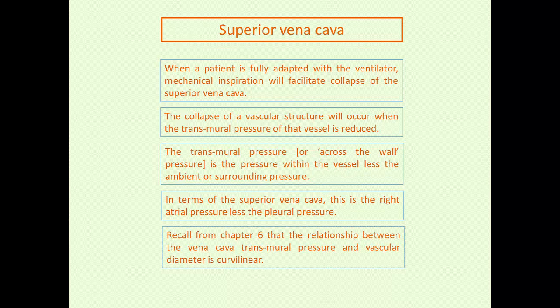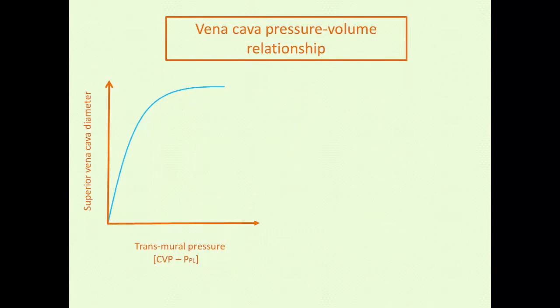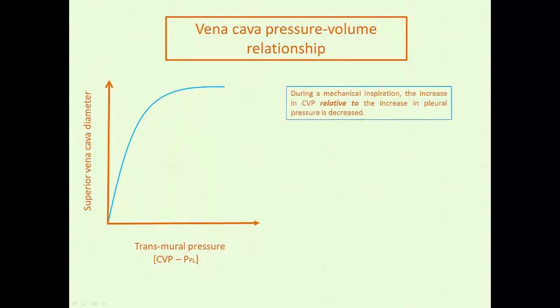Recall from Chapter 6 that the relationship between the vena cava transmural pressure and its vascular diameter is curvilinear. So you can apply this to the IVC or the SVC, and it's essentially the same physiology. In the superior vena cava, diameter is related to its transmural pressure. Its transmural pressure is the central venous pressure, or the right atrial pressure. That's the pressure on the inside minus the pressure on the outside, which is your pleural pressure or intrathoracic pressure.